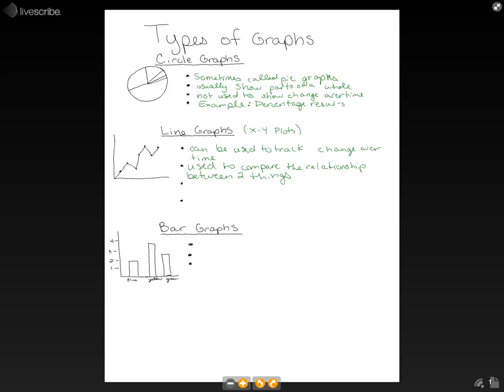And just some terminology with these, if you have both variables increasing, we call that a positive relationship. And the opposite of that is also true. If both are decreasing, we're going to call that a negative relationship.